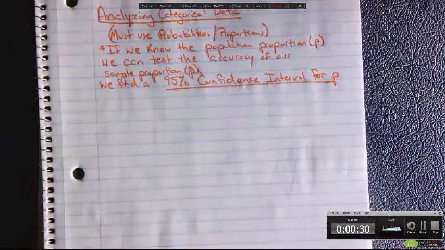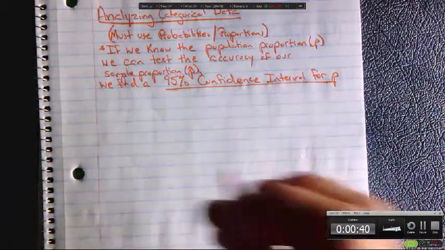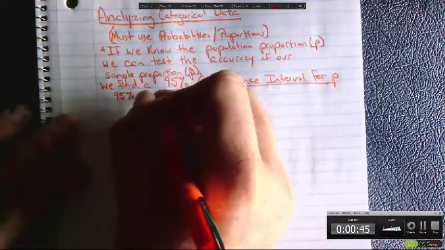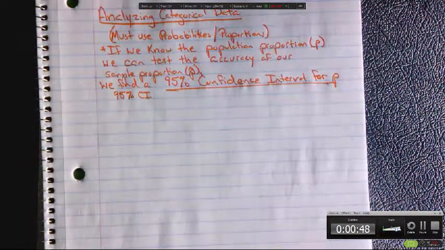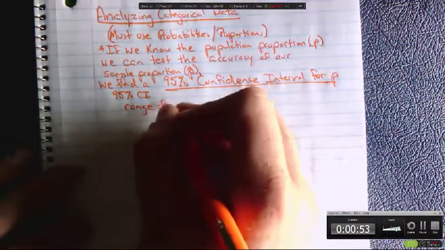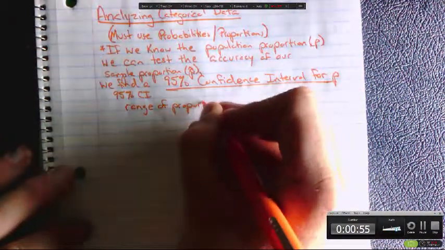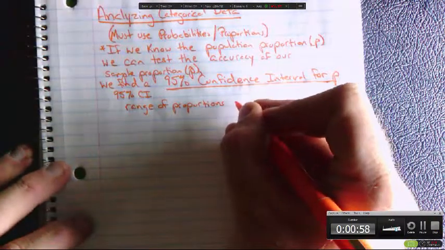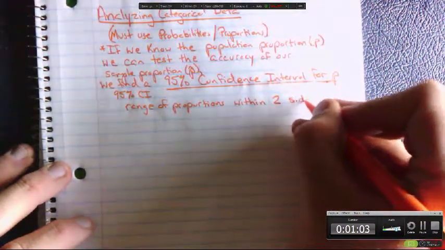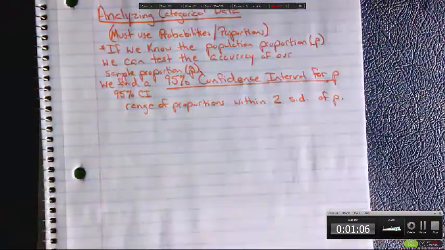We talked about the empirical rule. The empirical rule covers how many standard deviations. 95% of the data is how many standard deviations do we need? Two. So the 95% confidence interval, we can write this as this. A 95% confidence interval is a range of proportions within two standard deviations of P.